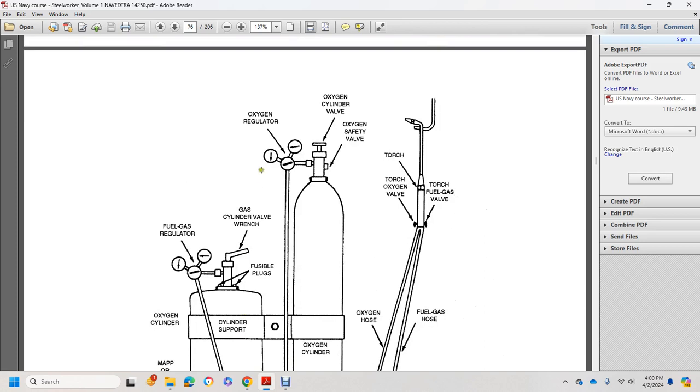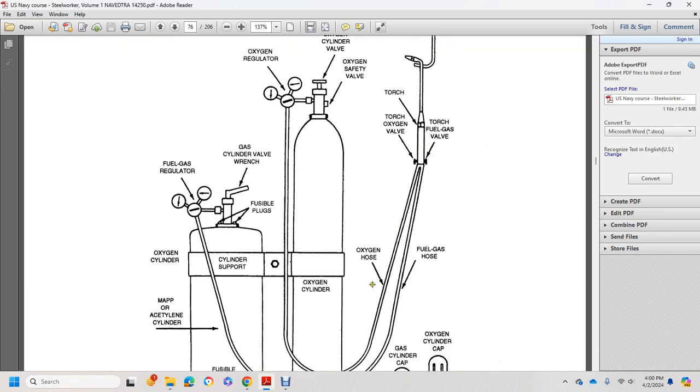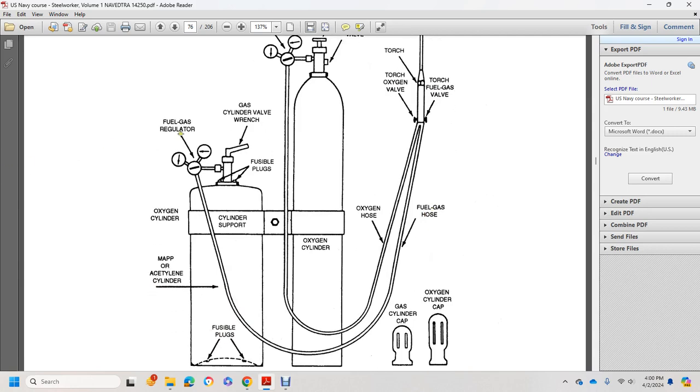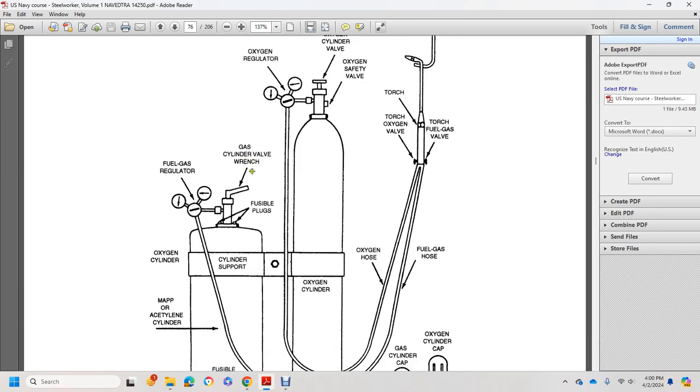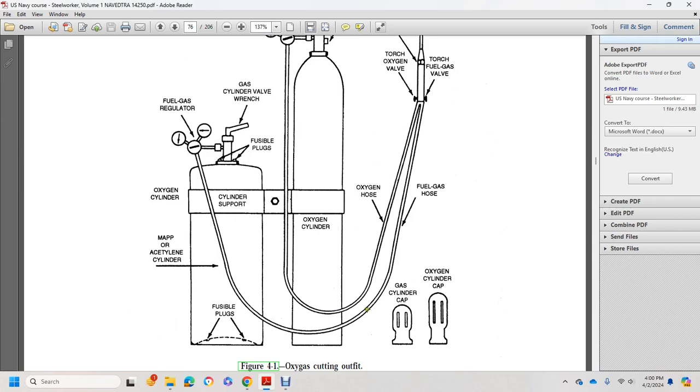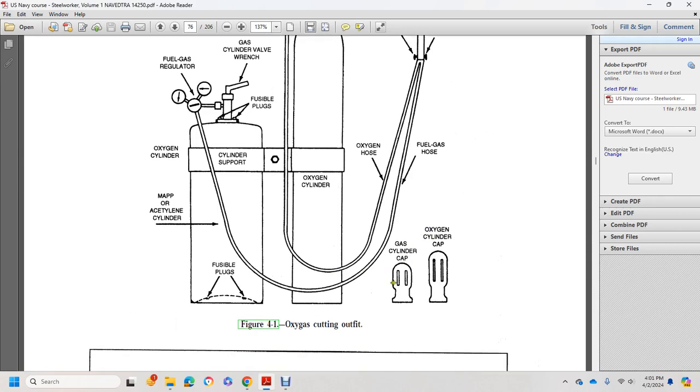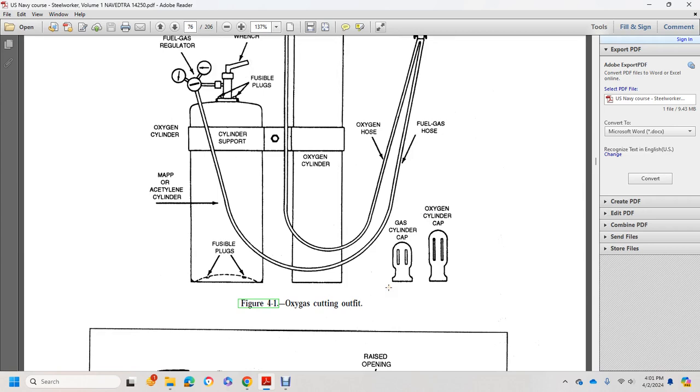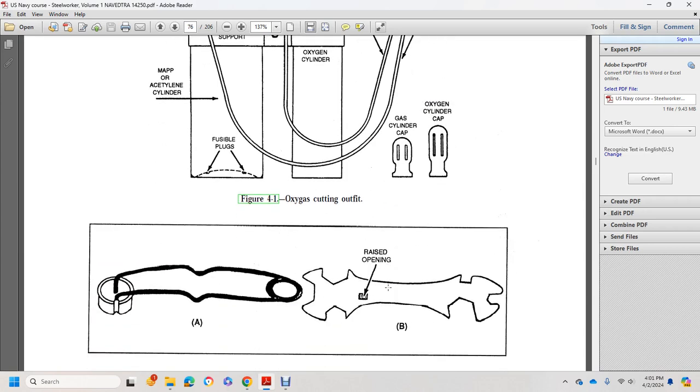Alright, this shows the oxygen regulator, the oxygen cylinder valve, the oxygen safety valve, the torch oxygen valve, the torch fuel gas valve, oxygen hose, fuel gas hose, fuel gas regulator, oxygen cylinder, gas cylinder wrench, fusible plugs, oxygen cylinder ports, MAP cylinder fusible plugs, cylinder cap, oxygen cylinder cap. So your green would be your oxygen, red would be your acetylene.